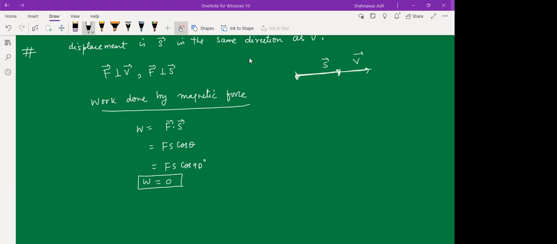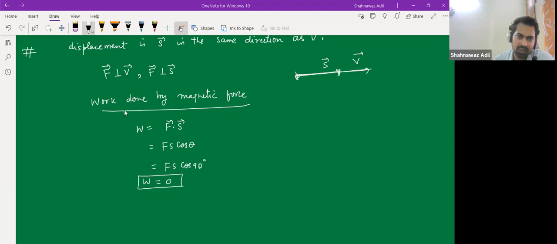Okay, Aisha, you got disconnected. So we are just discussing the work done by magnetic force. We know that this force is perpendicular to the displacement, and if we calculate work done, it is F s, force times displacement. Then theta is 90, so work done is 0.